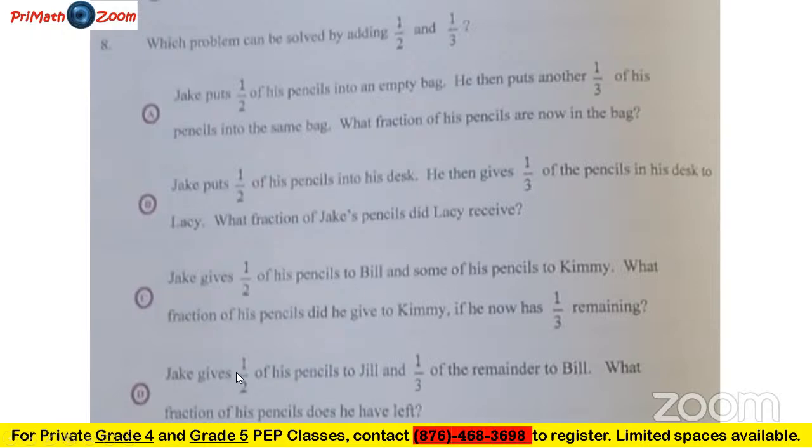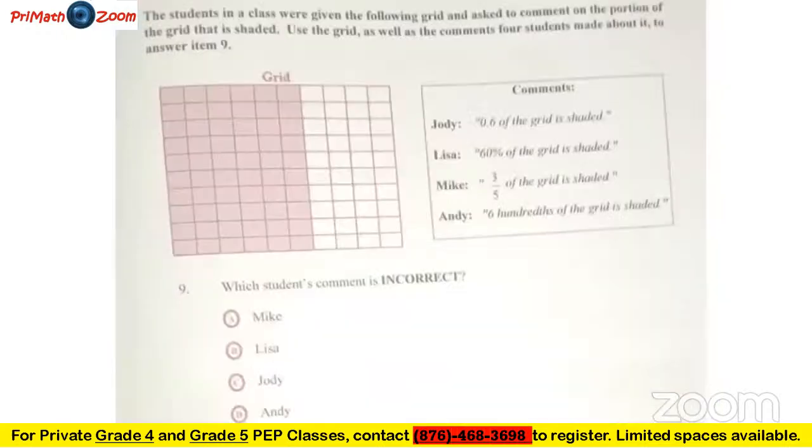D says Jake gives a half of his pencils to Jill and a third of the remainder to Bill. What fraction of his pencils does he have left? We're doing some subtraction, and so A would be the correct option because we're showing that we're adding the half of his pencils in. He has half of the pencils, he has put that in an empty bag, and then he added 1/3 of some pencils again in the same bag. And so A will be the correct answer here.